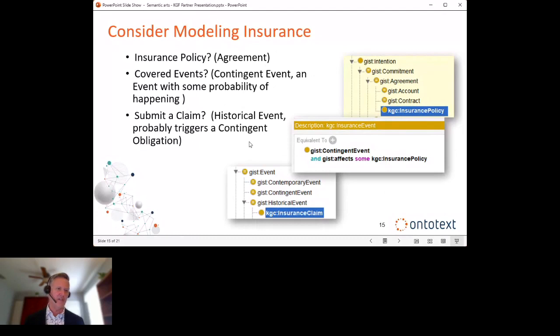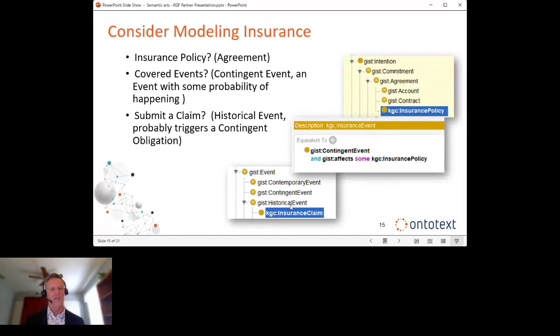And then what if someone has to submit a claim? Now something has actually happened. It's not just contingent. So now we might say, oh, well, insurance claims, we might slot under historical events, meaning something actually happened. And so that's slightly different than a contingent event.